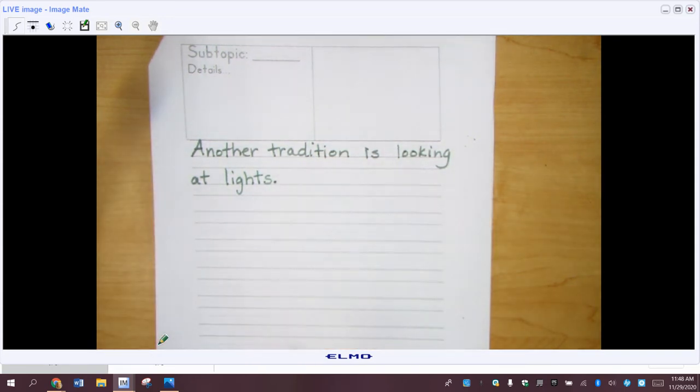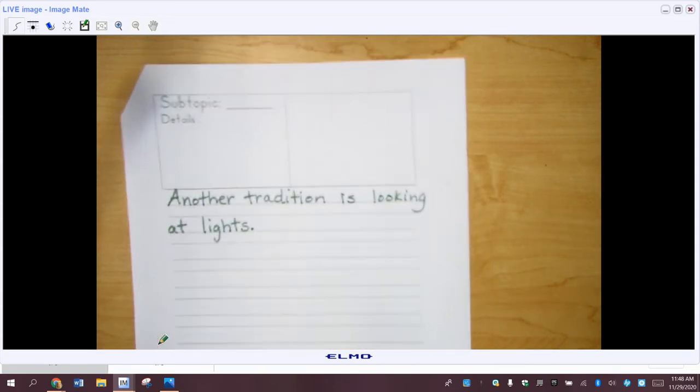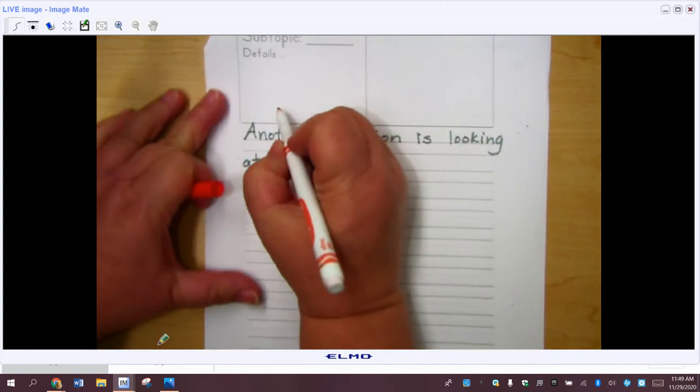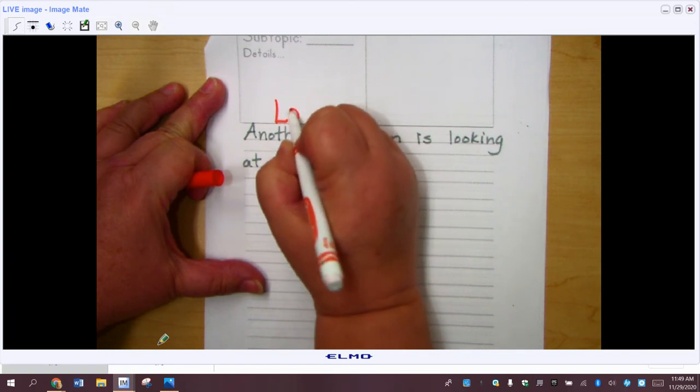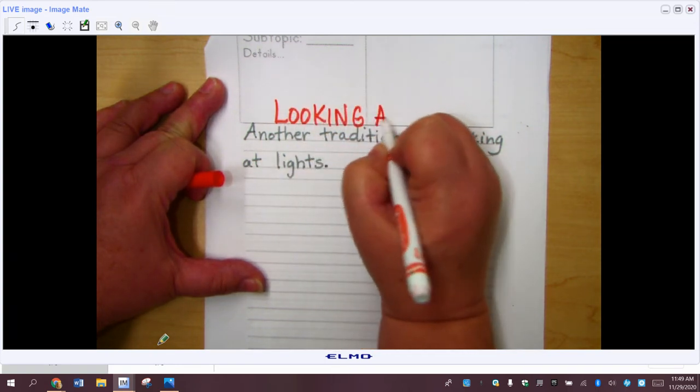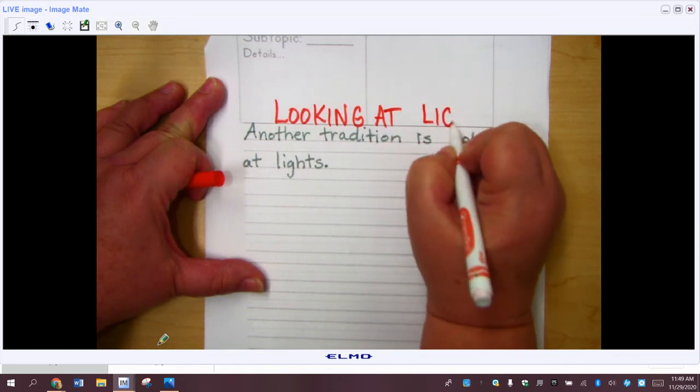Okay, remember last time I did like how we added a text feature of some bold print just to remind the reader specifically what this page is going to be about. So I might put looking at lights right here.